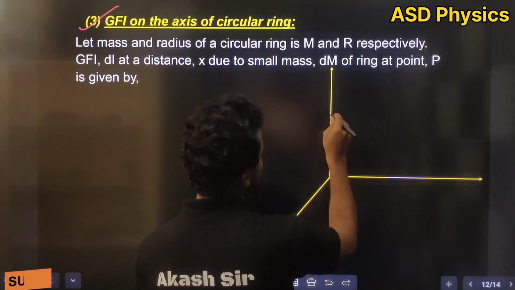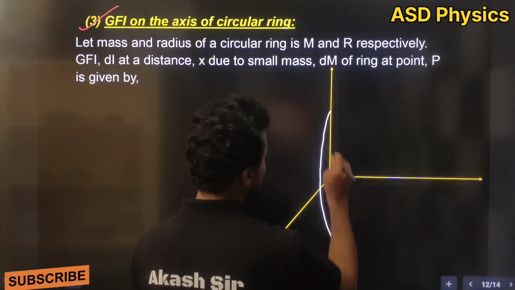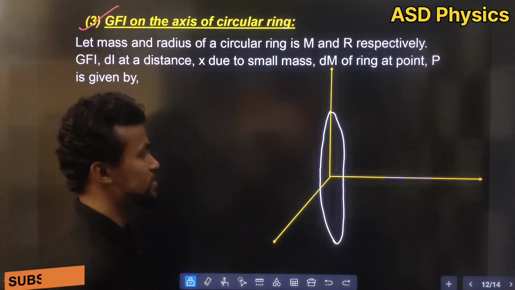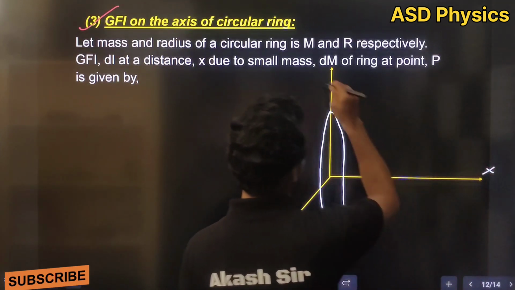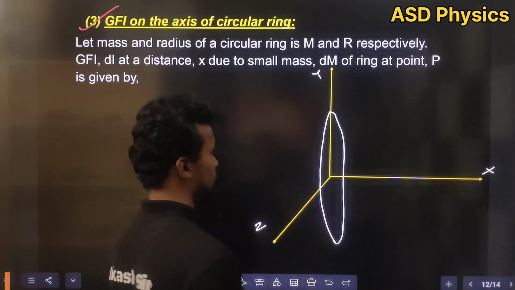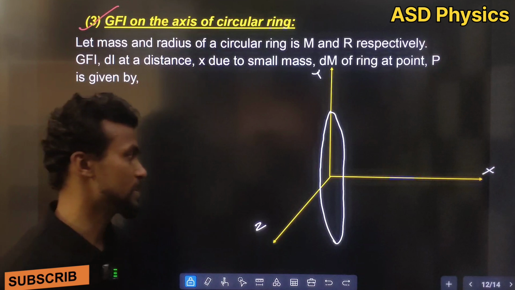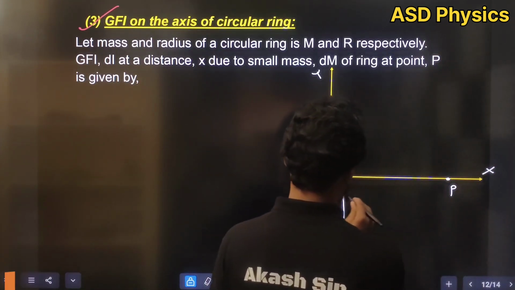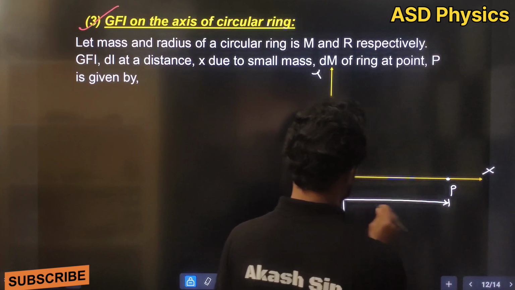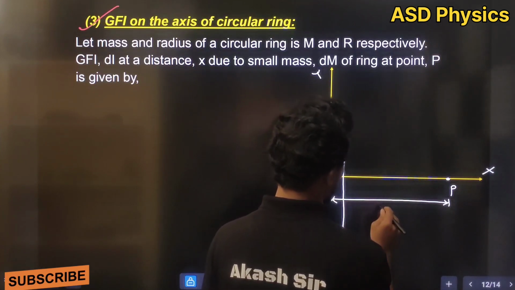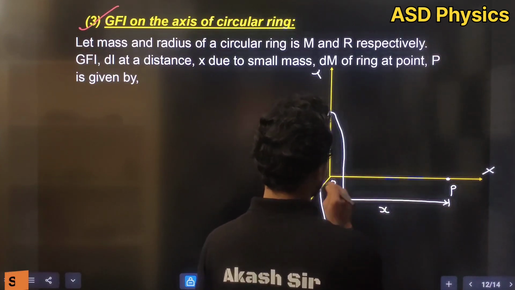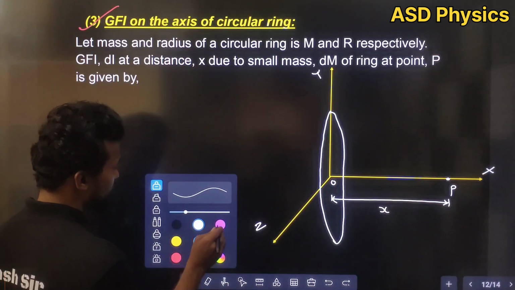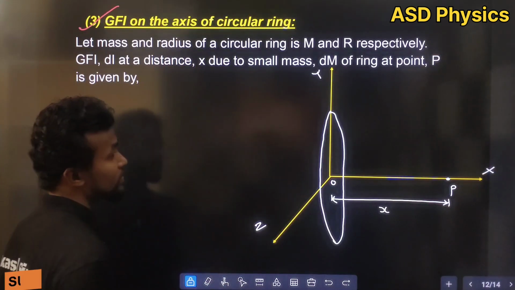So see here, please, students, here I have taken one ring. This ring in which plane? This ring I have taken in the YZ plane. Okay, this is X, this is Y, this is Z. And here I have taken one observation point P, and the distance of the observation point from the center of the ring is how much? X.